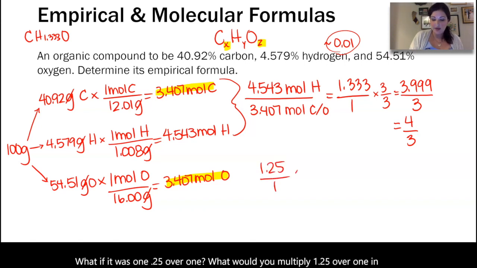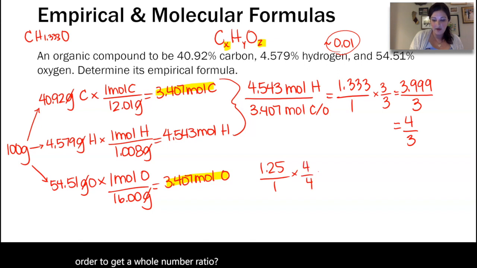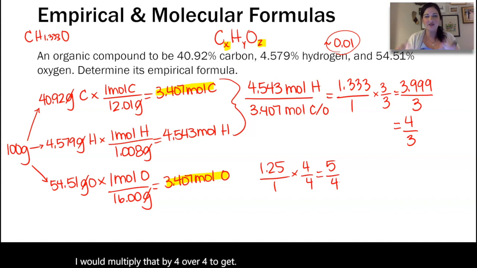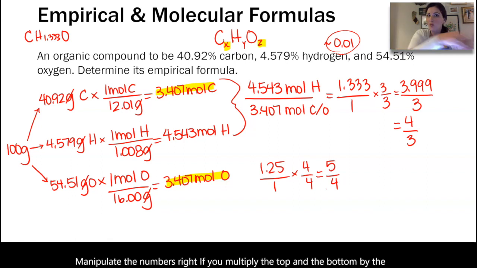Well, I would multiply that by 4 over 4 to get 5 over 4, right? So you see how you can kind of just manipulate the numbers. If you multiply the top and the bottom by the same thing, 5 divided by 4 is still 1.25. 4 divided by 3 is 1.333. It's the same ratio, it's just scaled up to a whole number.